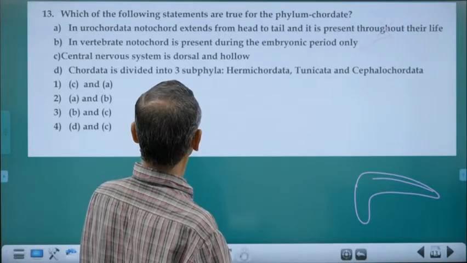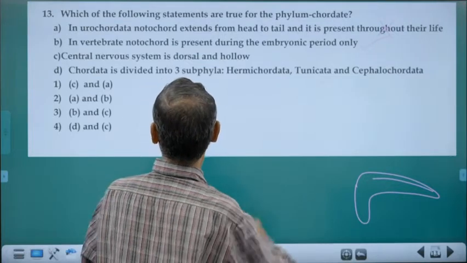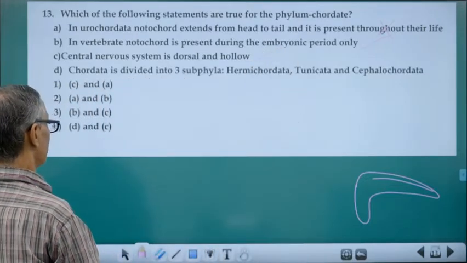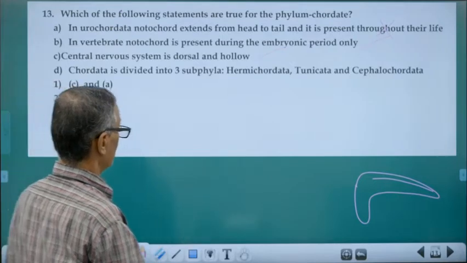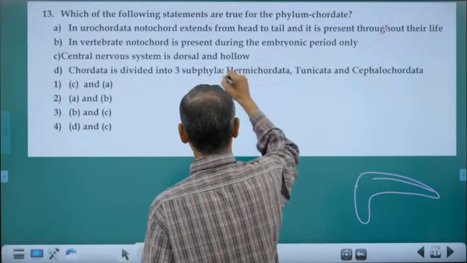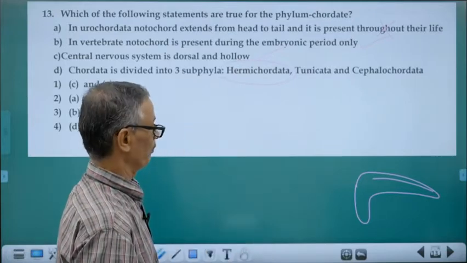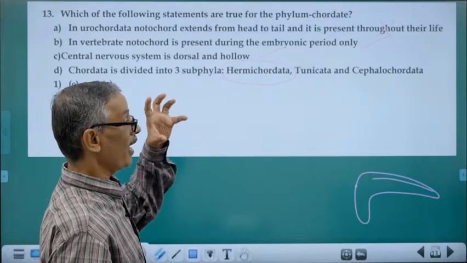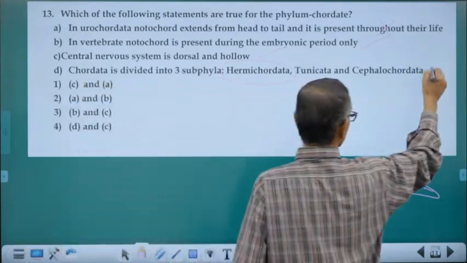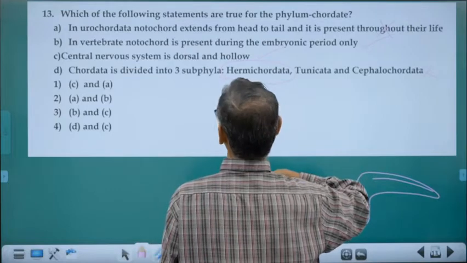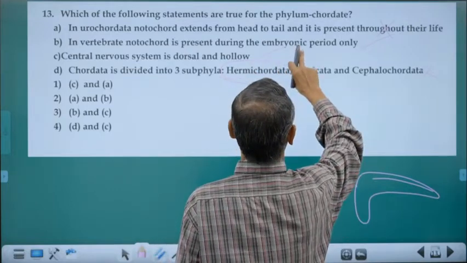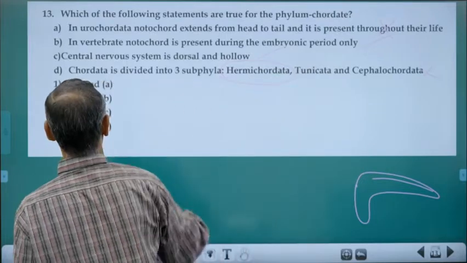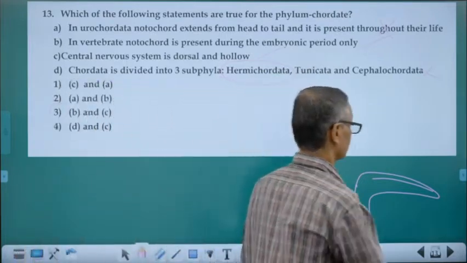Central nervous system is dorsal and hollow. Dorsal, tubular nerve cord. Chordates divided into 3 subphyla. Hemichordata is a separate phylum. They are Cephalochordata, Urochordata and Vertebrata. So this classification is wrong. So true for phylum Chordata is only B and C. So the option is 3.